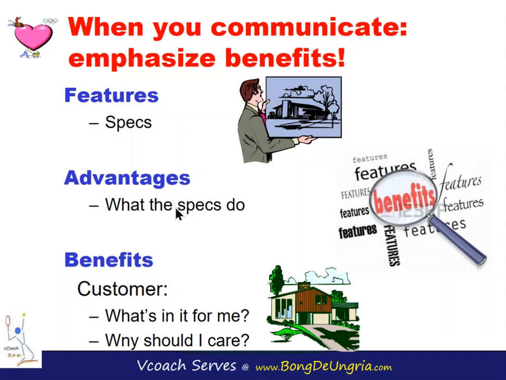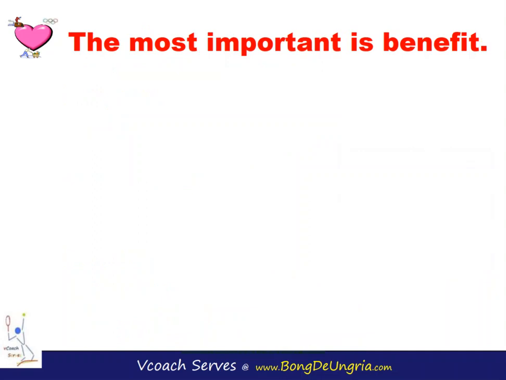What do the specs do? So if it's a house with air conditioner or with trees that cover most of the area, then the benefit is a cooler environment that's conducive to family gatherings. That's an advantage. But the benefit is, again, what's in it for me? Again, when we communicate, the most important thing is benefit.